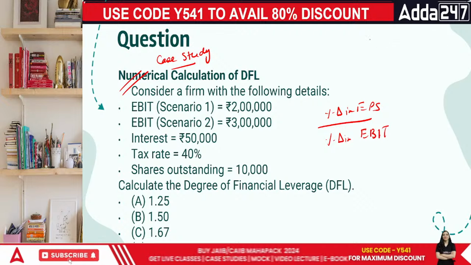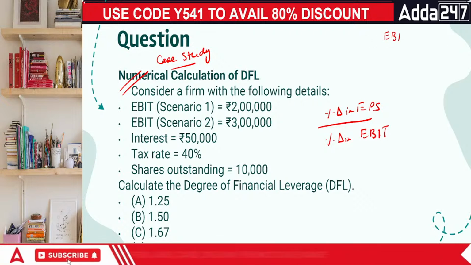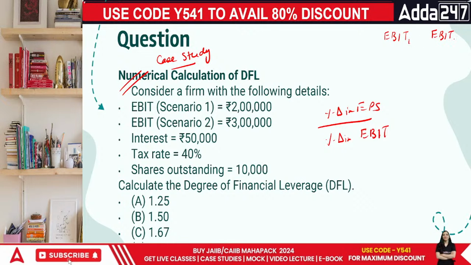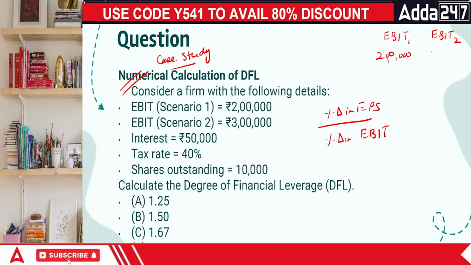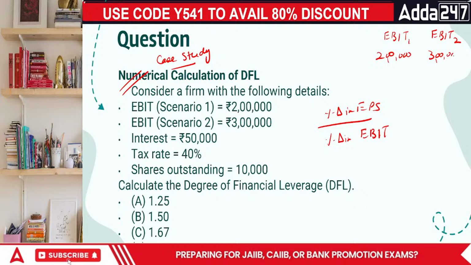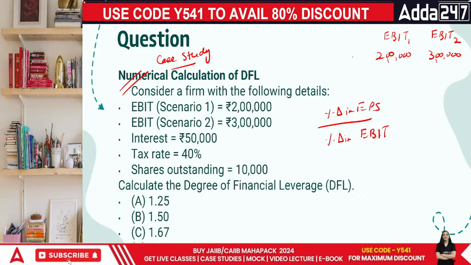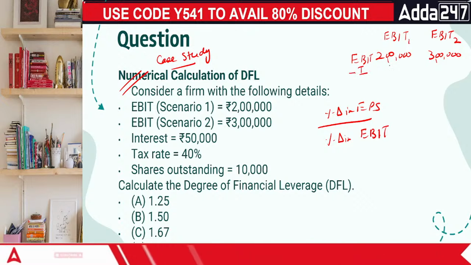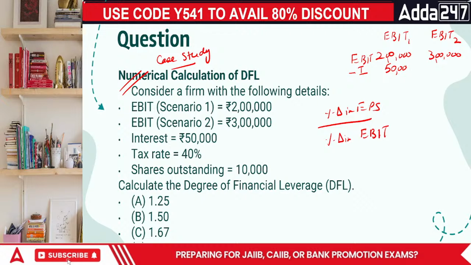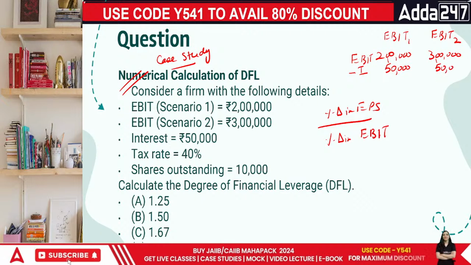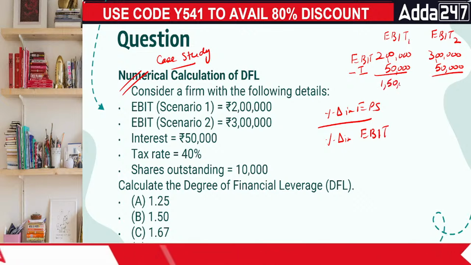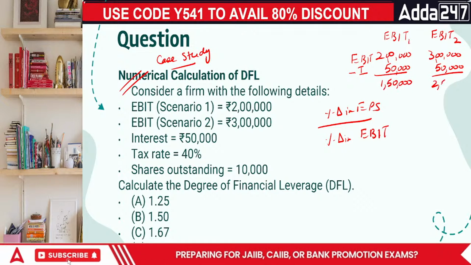The question says your EBIT for the first year and EBIT for the second year. EBIT 1 and EBIT 2. How does it work? This part is 2 lakh and this part is 3 lakh. Then earnings before interest and tax. Remove your interest out of it. Interest is 50,000 and 50,000. The value here comes out to be 1,50,000 here and 2,50,000 here.